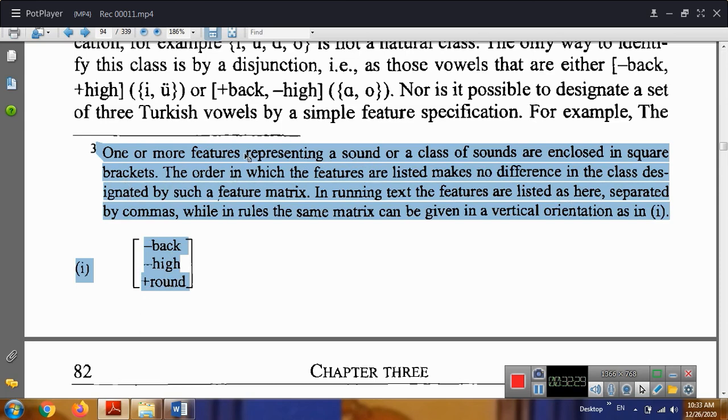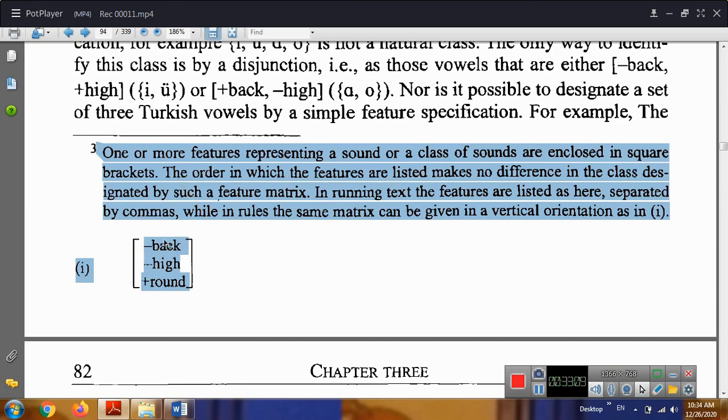Therefore, we show the distinctive features of a sound in square brackets. The order in which the features are listed makes no difference in the class designated by such a feature matrix. It is not important whether we first write plus round or minus back, or plus high or minus high. For example, at first we can have plus round, or here we can have minus back. Their order is not important.